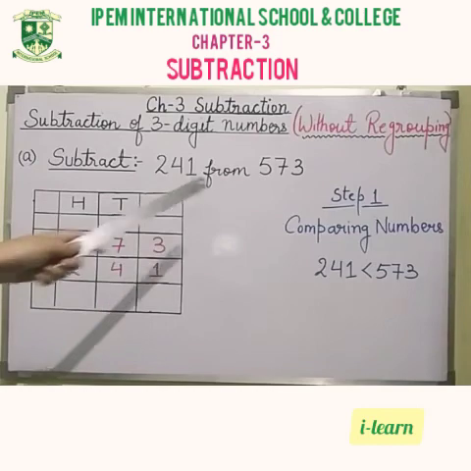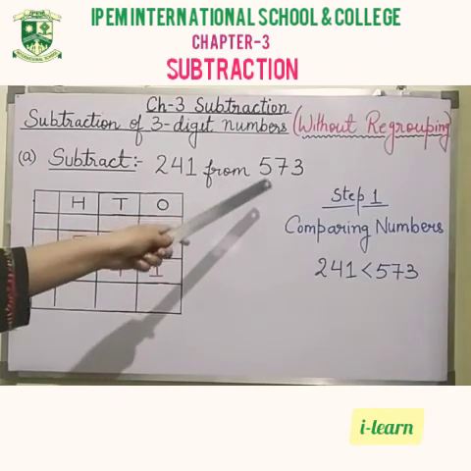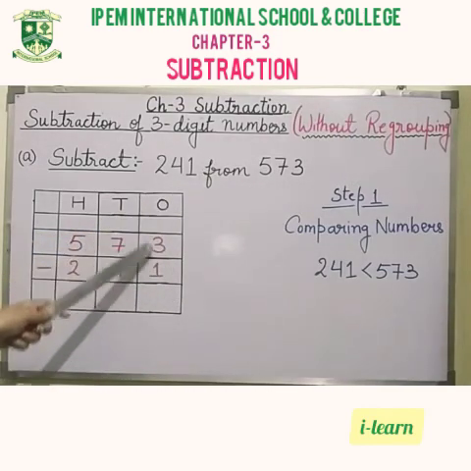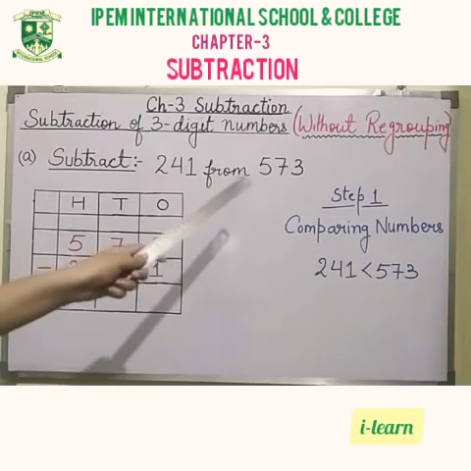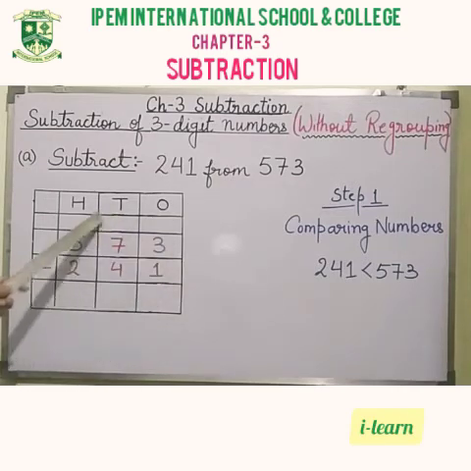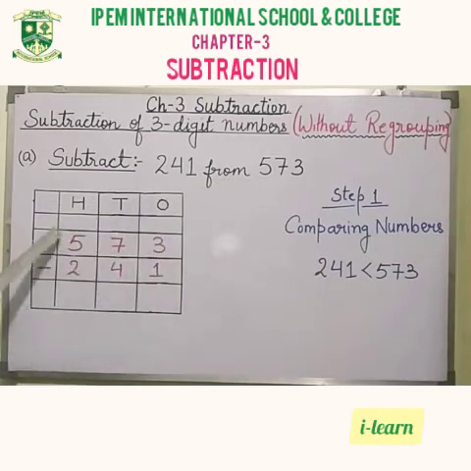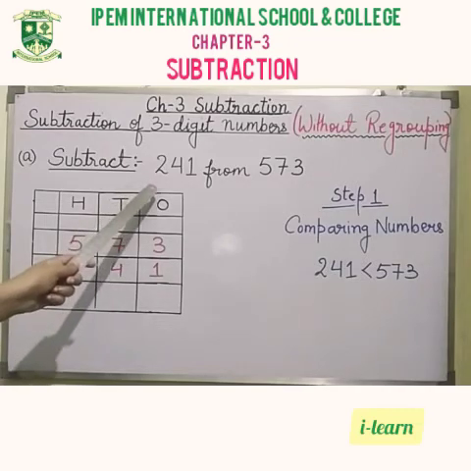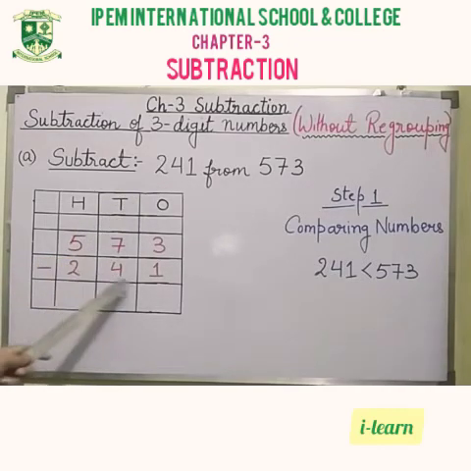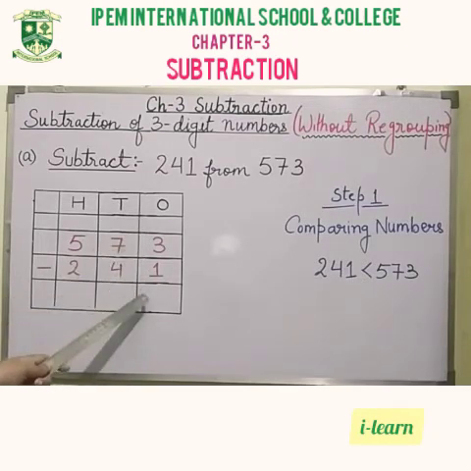So 3 is at ones place. So in the column of ones we will write 3. 7 is at tens place. So in the column of tens we will write 7. 5 is at hundreds place. So we will write 5 under the column of hundreds. Now below this bigger number we will write the smaller number, that is 241 according to its place value. Now start subtracting from ones column.